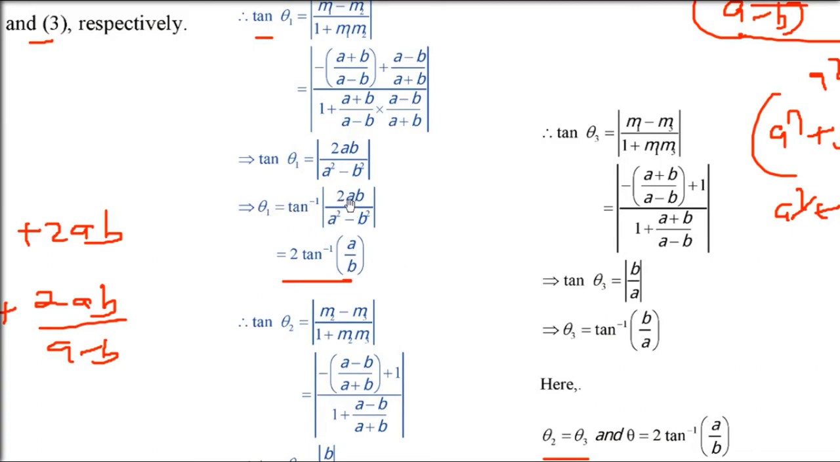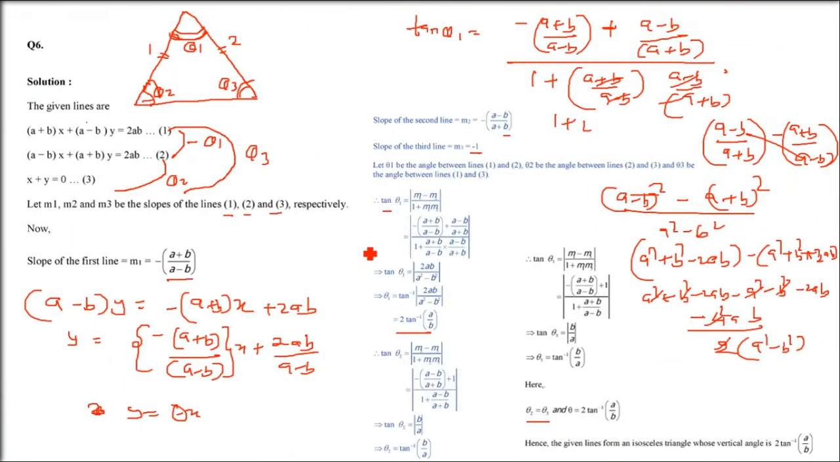Remember, this 2ab by a square minus b square is 2 tan inverse a by b. Again and again I am telling, because sometimes you will come to theta as tan inverse 2ab by a square minus b square and you will think, oh, I have made a mistake because 2 tan inverse a by b is not coming. Let me tell you that tan inverse 2ab by a square minus b square is always 2 tan inverse a by b. You can always write that. You need to know the tan 2 theta formula, and that is going to be applied here.